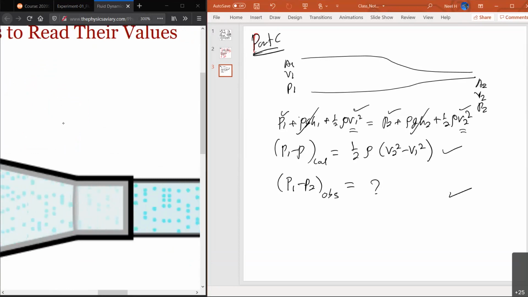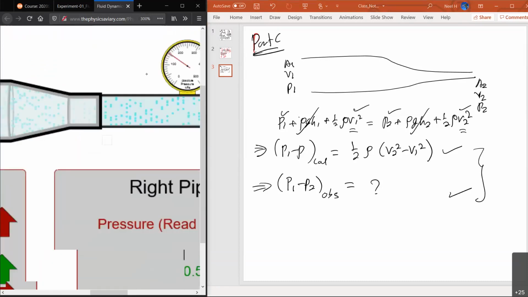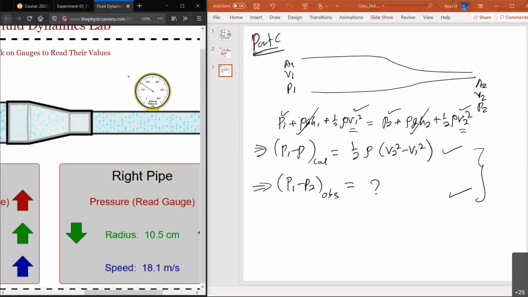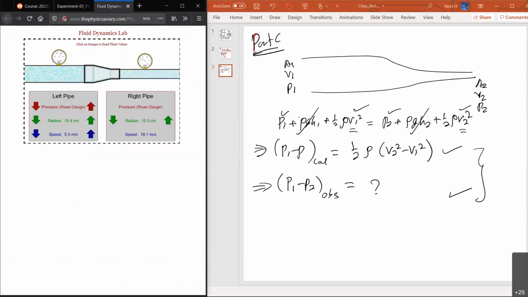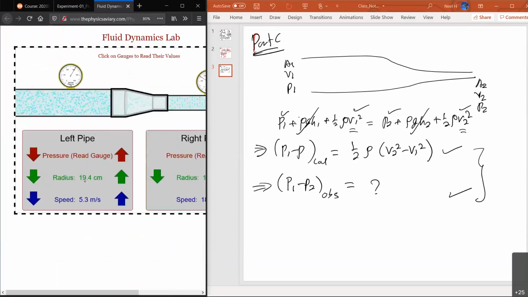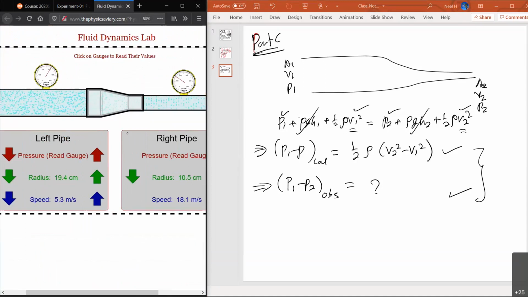After we get that, we can compare these two. If I am getting the same answers from the calculation and the observation, then Bernoulli's principle is correct. Otherwise, it may not be accurate. The only error that can happen here is the density value: the density of the fluid used in the simulator must be the density of water. If not, we might not get the right answer. Okay, let's take a look at that.